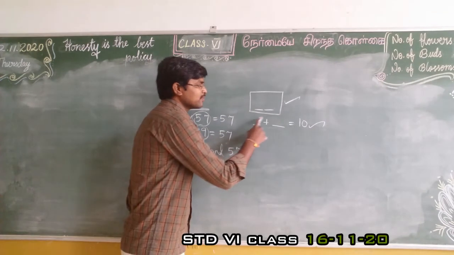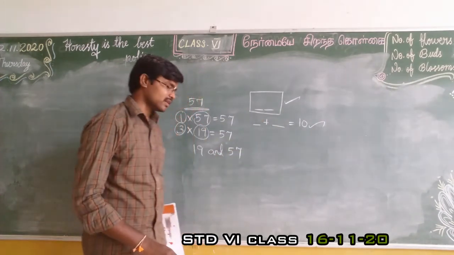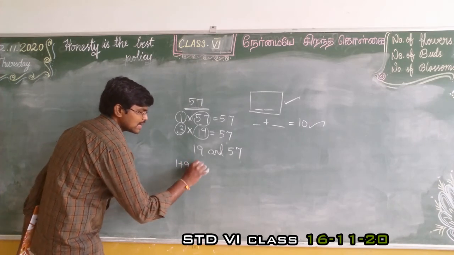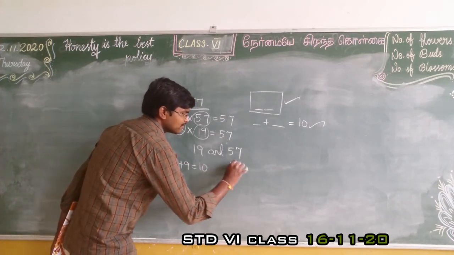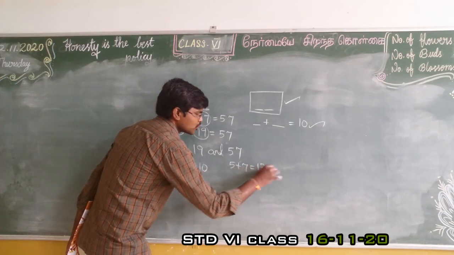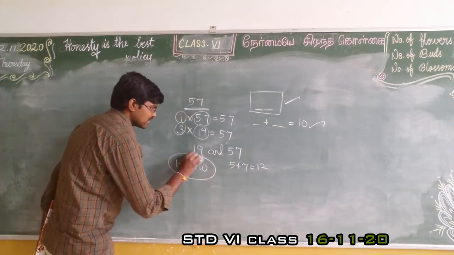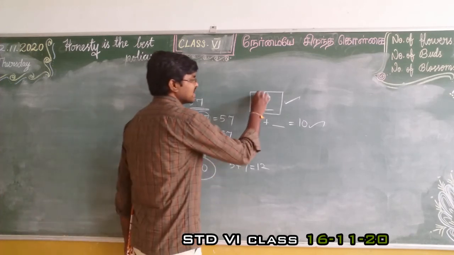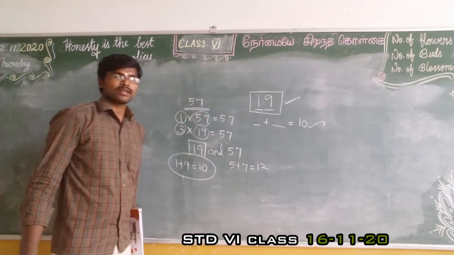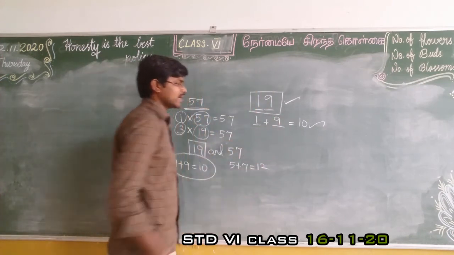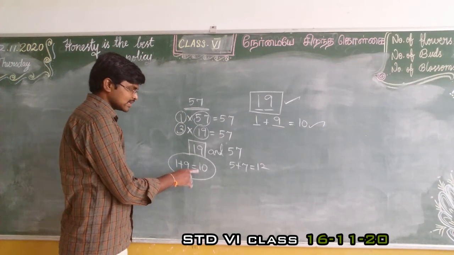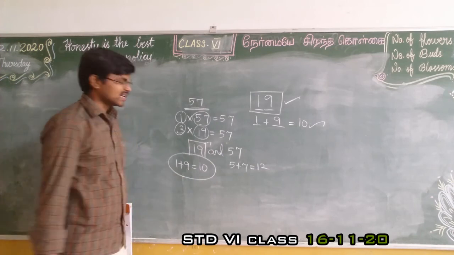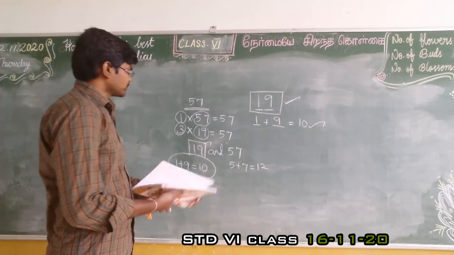What is that? Sum of the digits is equal to 10. So sum of the digits 1 plus 9 is 10, and also here 5 plus 7 is equal to 12. So see, the sum is equal to 10 only for 19. So compulsorily our 2-digit number is 19. 1 plus 9 equals 10. So we have the answer, that is 19. Okay. So that's all.